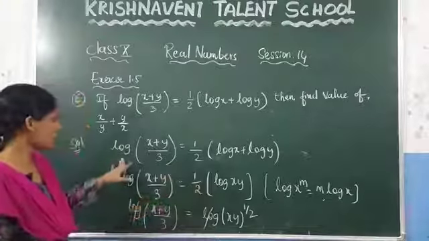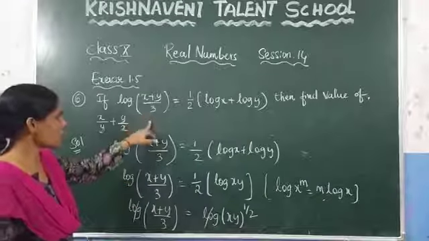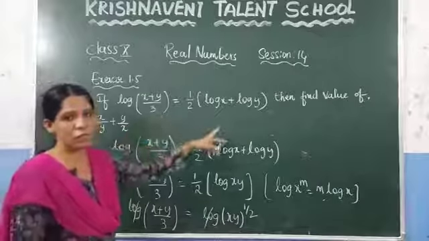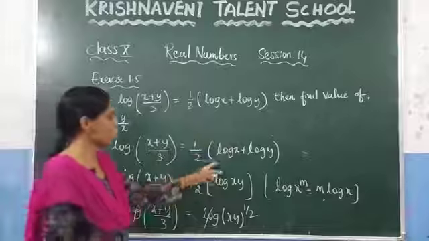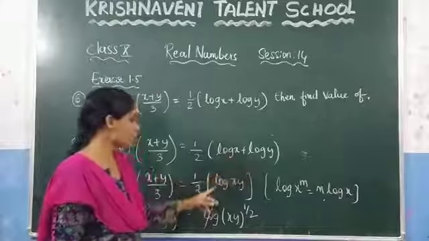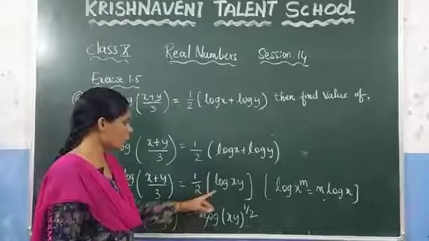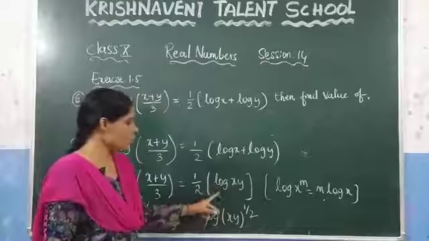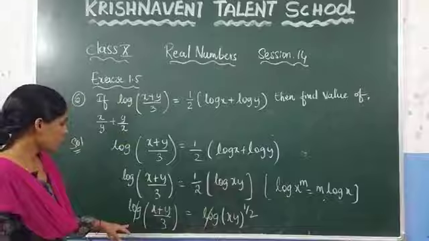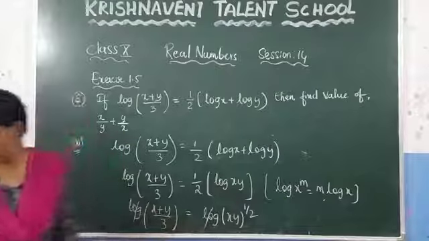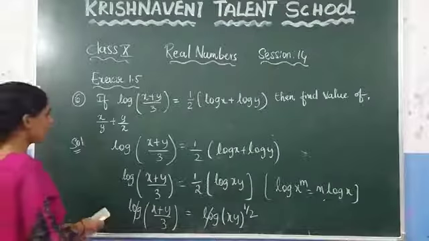So what is given here? The given condition is log (x plus y)/3 is equal to half of (log x plus log y). It is in the form of log a plus log b, so you can write it as log a into b. After that, again it is in the form of m log x, so you can write it as log x power n. And you can cancel log on both sides. What is left after that?